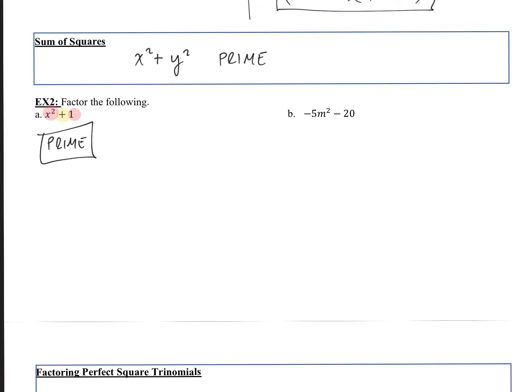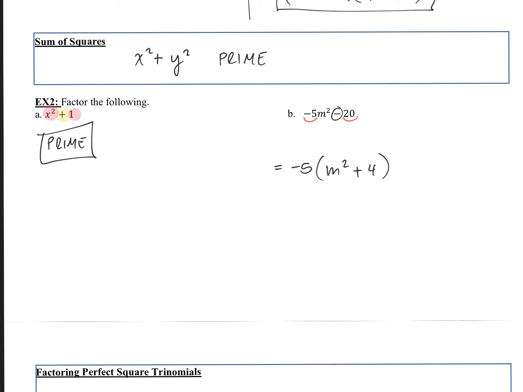Now let's take a look at the next one. B. Well, this one's a little weird. It's not a sum right now. There's still a minus sign there. But notice, I could actually factor something out of each of these. They both have a 5 in them. So let's go ahead and factor out that common factor of negative 5. And then I'm left with m squared plus 4.